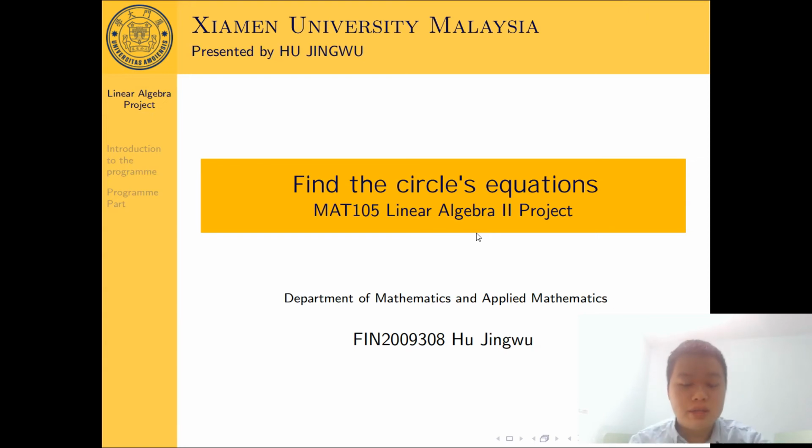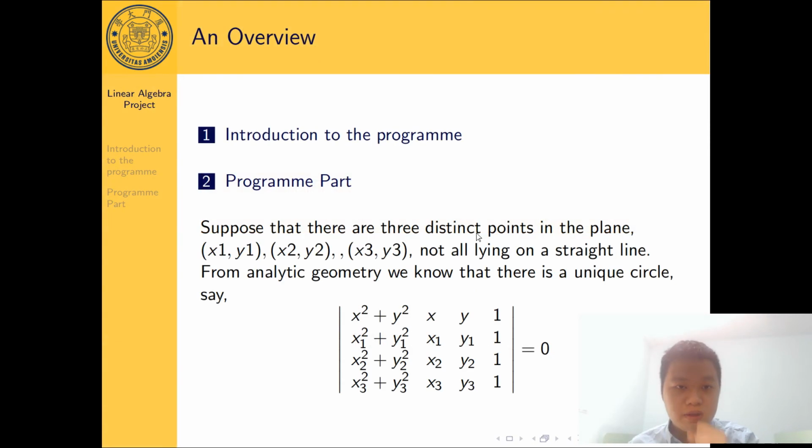Good day, and this is my Linear Algebra 2 project presentation on finding the circle's equation. First of all, let's see what we can do to find the circle's equation. From the course we know that if we are given 3 points (x1, y1), (x2, y2), (x3, y3), then we can determine the circle's equation by finding the determinant of such a matrix.